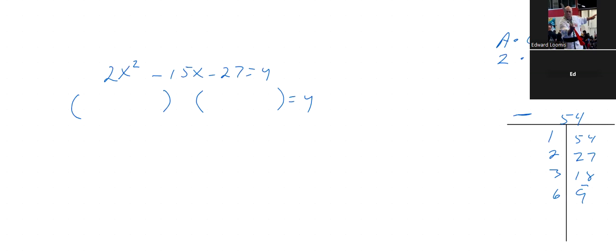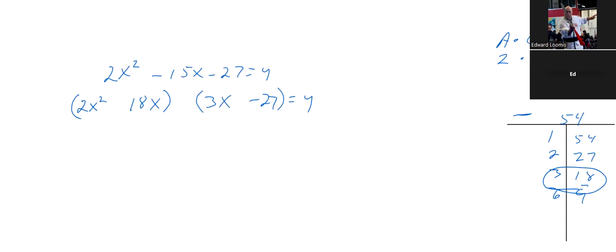Pay very close attention to the signs. So my ax squared goes in the first one. That's 2x squared. My c, which is 27, a negative 27, goes in the second set of parentheses. And I've already figured out that 3 and 18 is what I need. I'm going to put 18 in the first one. You could put 3 in it, you'll get the same answer. I'll put x in both, 18x and 3x.